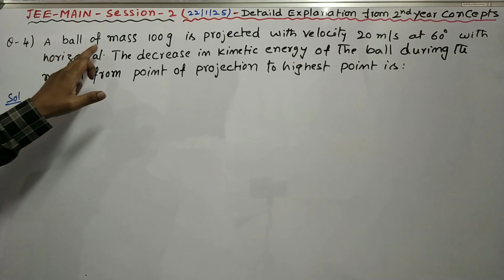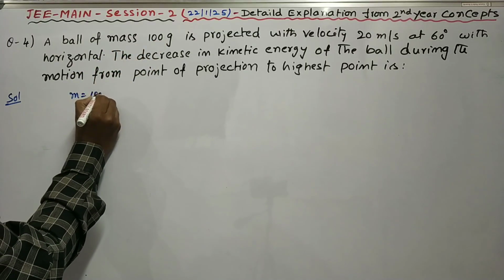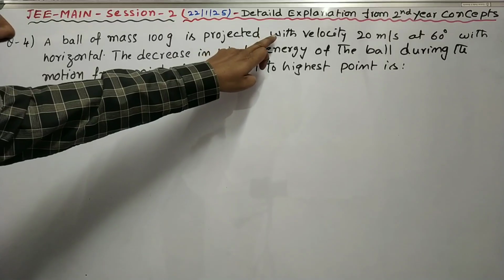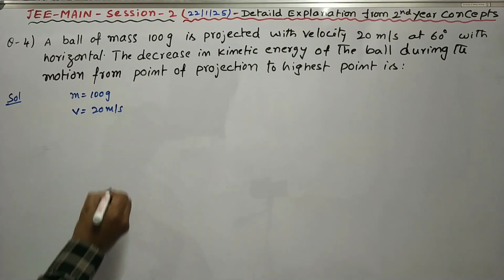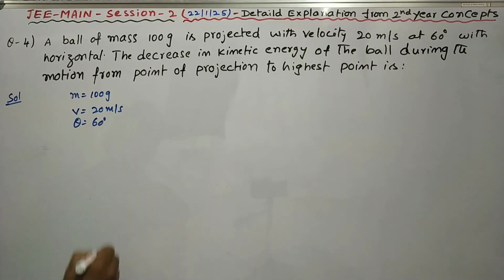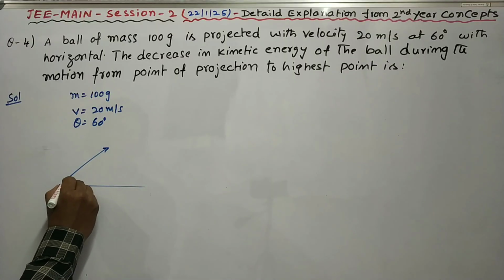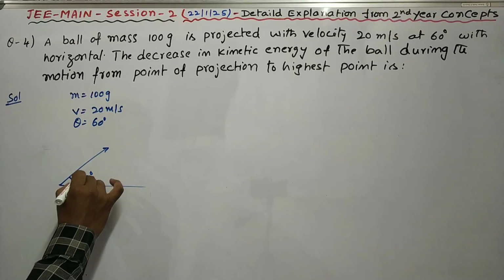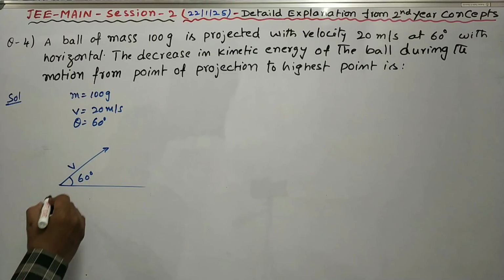The fourth question: a ball of mass 100 gram, that means mass is equal to 100 gram, is projected with velocity V equal to 20 meter per second at 60 degrees, that means theta is equal to 60 degrees, with the horizontal. You see, this is the horizontal, and a body is making an angle theta of 60 with it. With this angle, I would like to project a body with a velocity V.